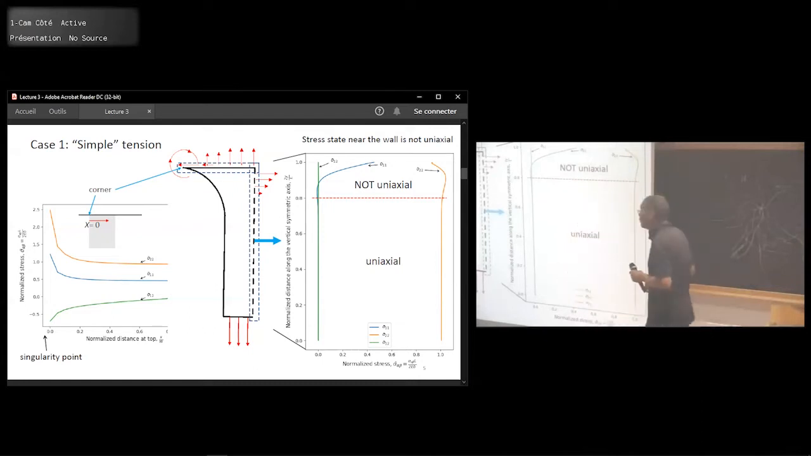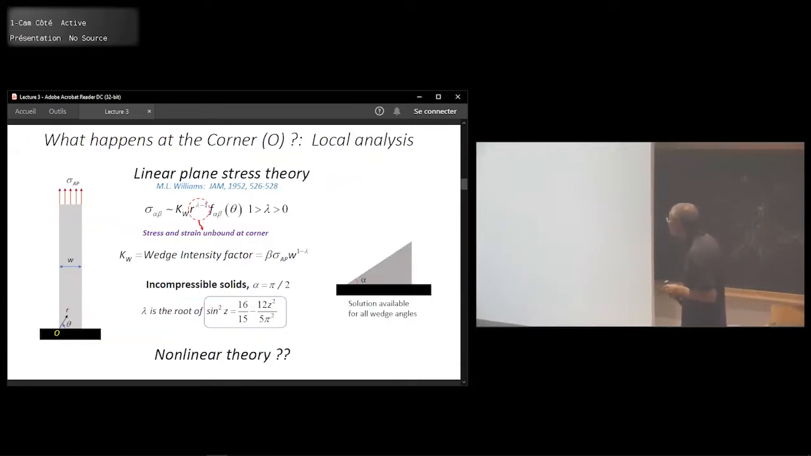Okay, so that information tells you that there's some problem at the edge. You can get fairly close to the edge, but not infinitely close. So the question is, what happened at the corner?